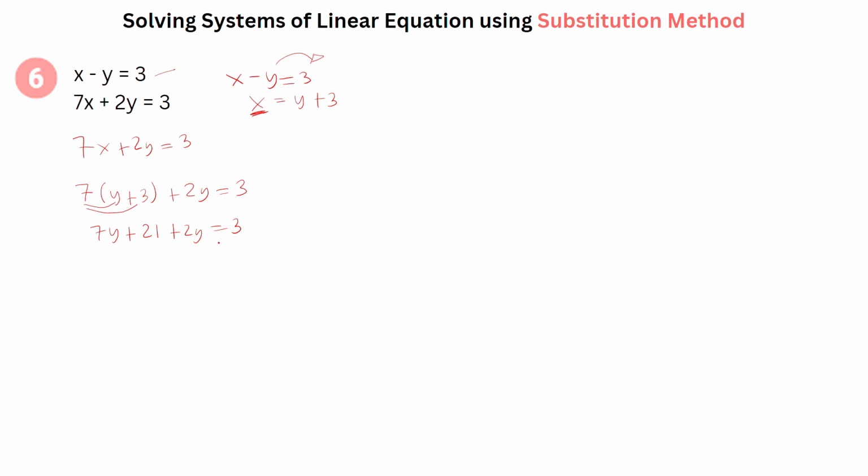What do we do next? Again, put all those with variables together and those without together. In this case, both 7y and 2y are already on the left side, so let's combine them. 7y plus 2y is 9y, and then plus 21 is equal to 3. Again, our goal is to make the y solo and positive. So let's transpose the 21 to the right. What will happen? 9y is equal to 3.